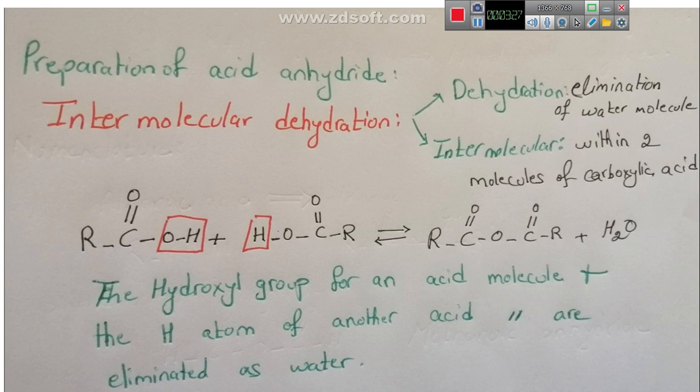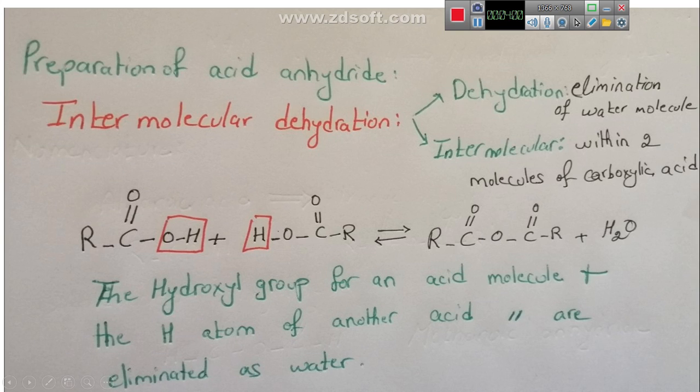Our next step is the reaction of preparation of acid anhydrides. It's only a simple reaction called intermolecular dehydration. Intermolecular meaning that we have a reaction between two molecules of carboxylic acid. And dehydration, you are eliminating water. Simply, we take a carboxylic acid here and another carboxylic acid. Since we are talking about dehydration, from the first we take the hydroxyl group, OH here, and from the second carboxylic acid, we take the hydrogen atom.